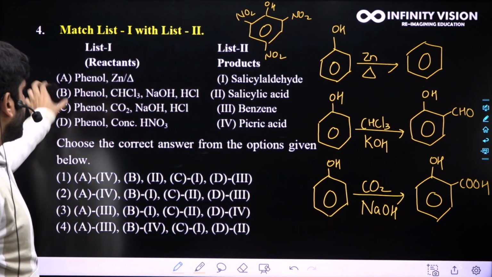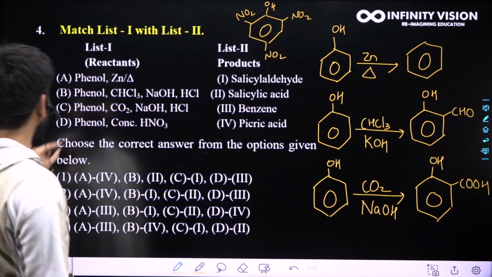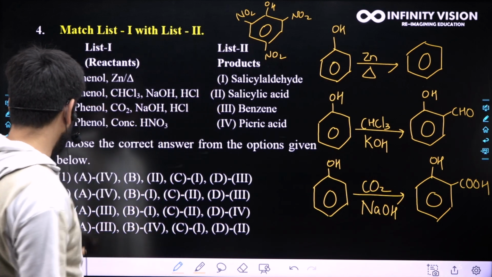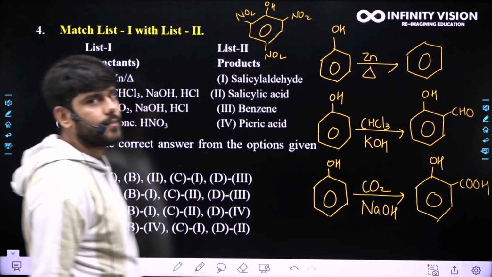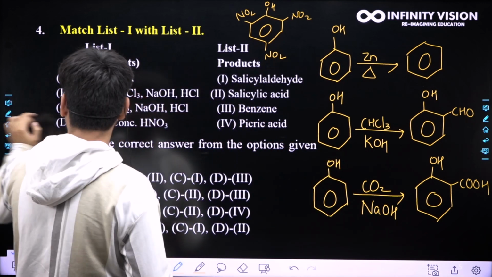So let us see. A goes with third. So first and second are eliminated. B goes with 1. So we have got the answer. That is, third is the right answer. I hope this is clear to everyone. Let us move to the next question.